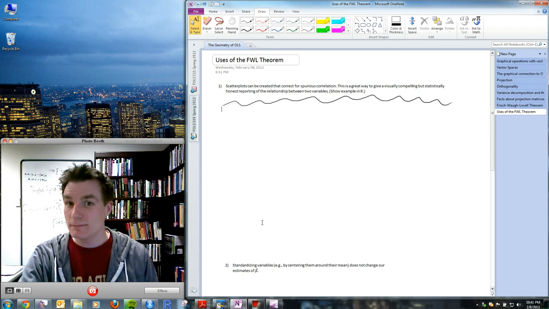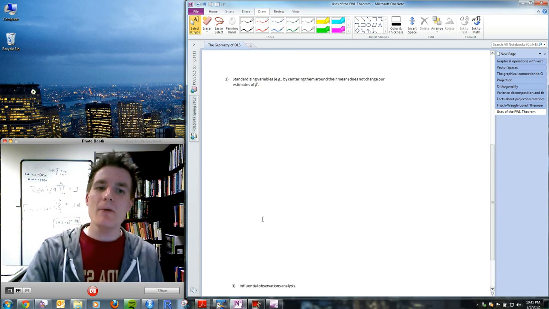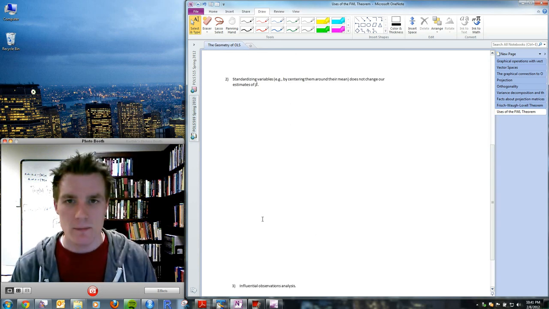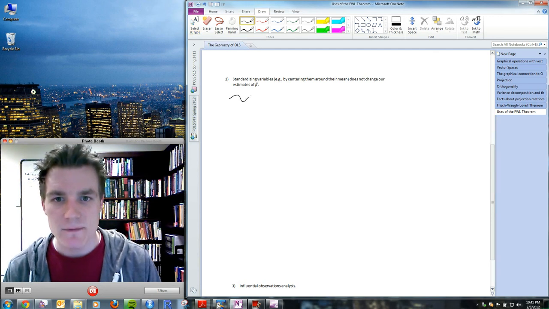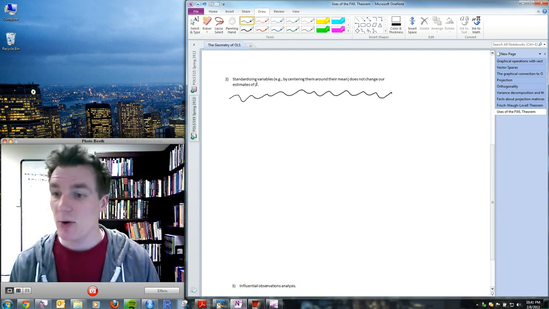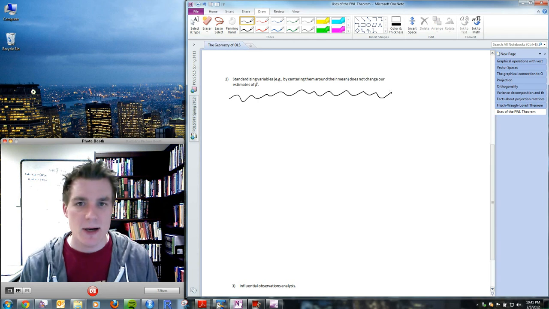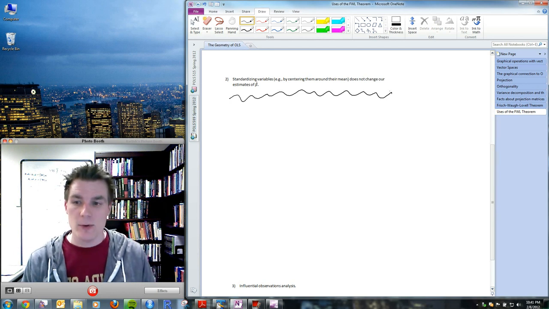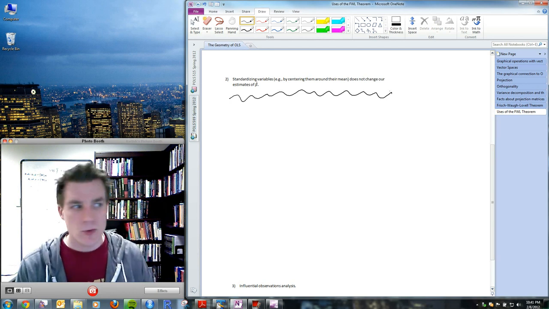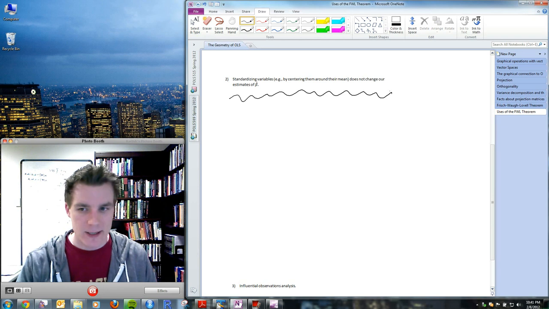But that's not all. There's more. Another thing that the FWL theorem demonstrates for us is that standardizing variables by centering them, for example, around their mean or maybe dividing by the standard error, will not change our estimates of beta. We can, in other words, rescale our variables and not worry about that screwing up our regressions in any way.